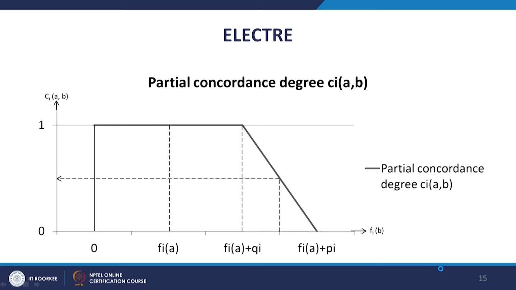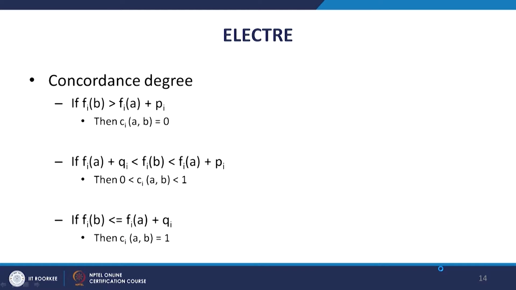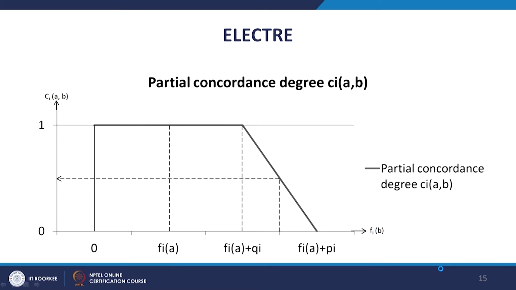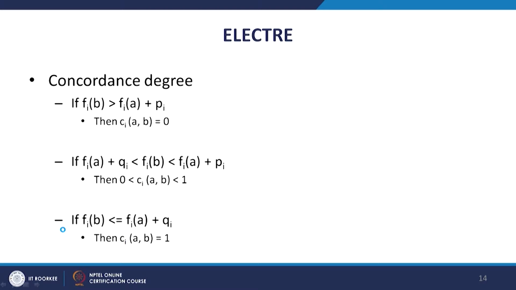If fi(b), which is being measured along the x axis, is greater than fi(a) plus pi, let us go back to the previous slide. You can see the right-hand side of the first point, fi(a) plus pi. If fi(b) is greater than this value, then you can see the value of ci(a,b) is going to be 0, which is what is mentioned here. That means the performance of alternative B is greater than the performance of alternative A, and that difference is even higher than what is indicated by the preference threshold, so the partial concordance degree ci(a,b) is defined as 0, because B is more preferred: the value of B is higher than A even after adding the preference threshold.